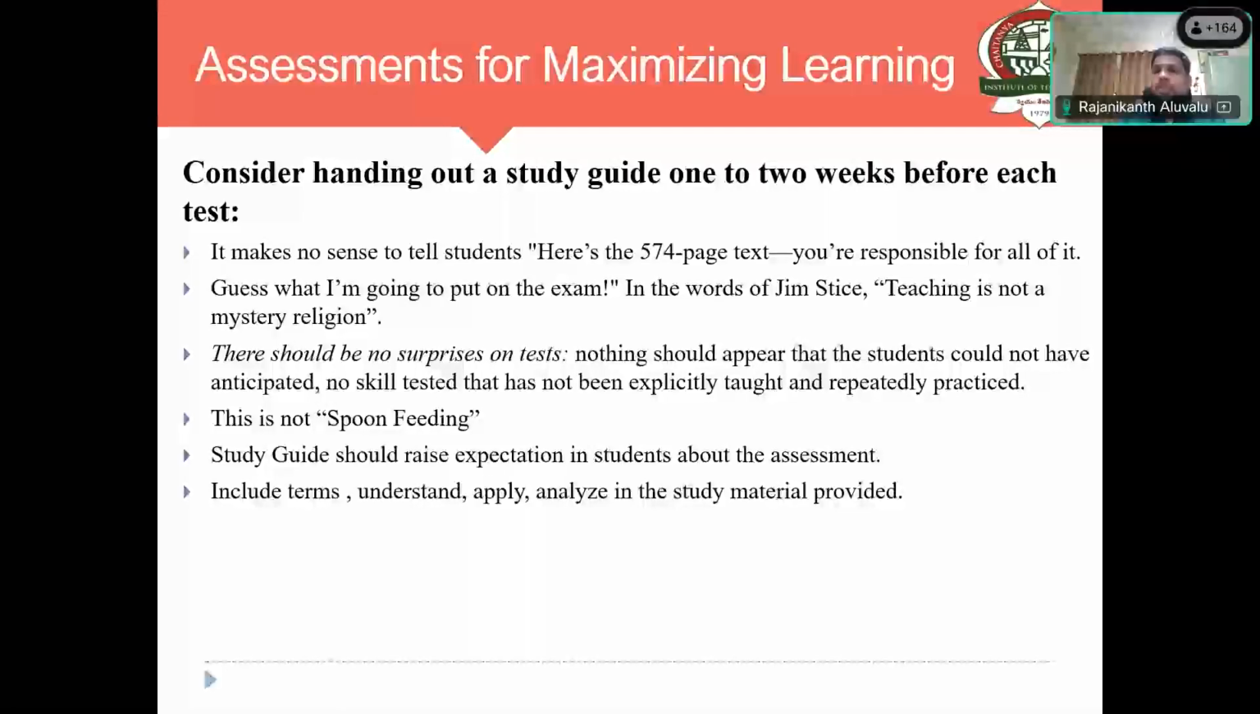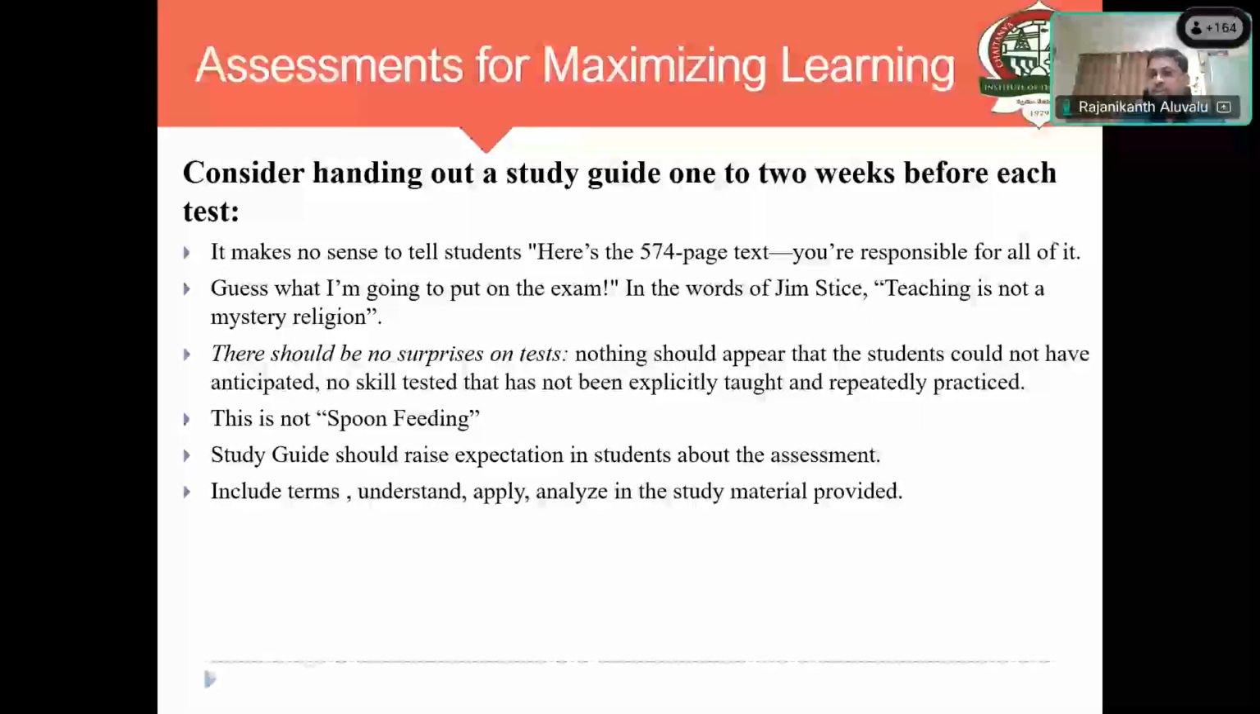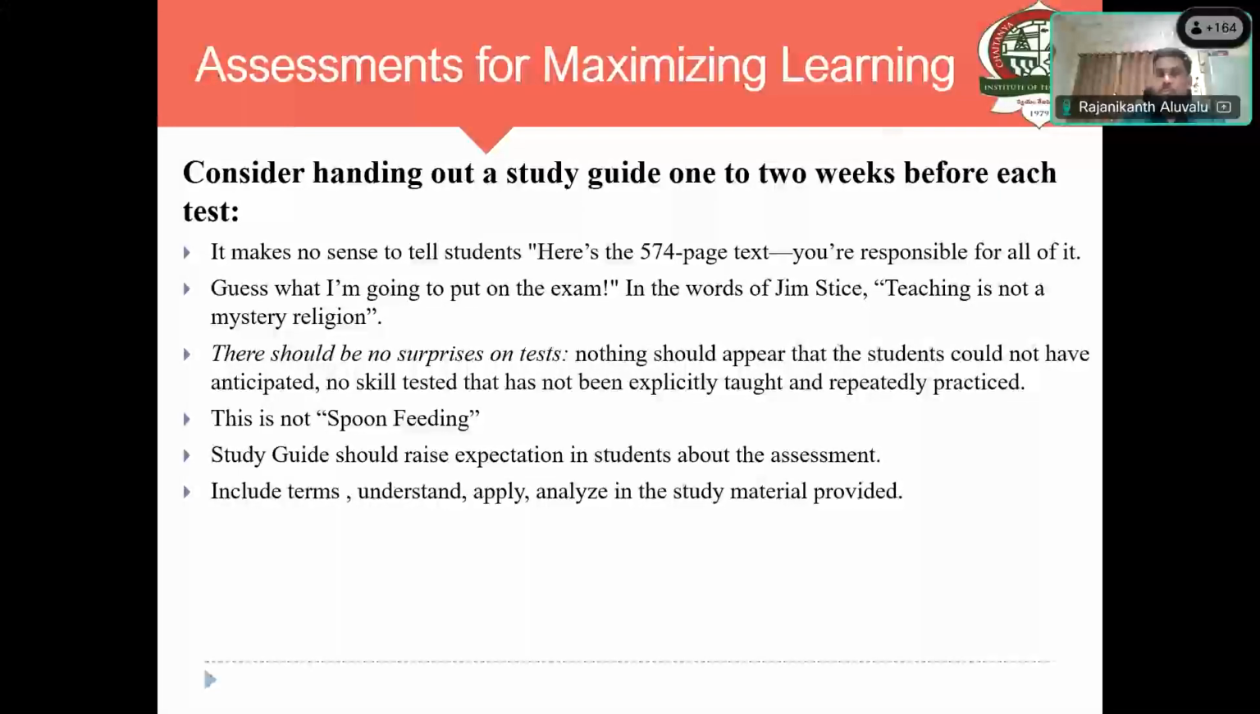So the lecture handout or the material that you give, which is a source for your assessment, should be given well in advance for the student. There should be enough time for them to go through. A simple example here: it makes no sense to tell the students, here's a 574 page textbook, you are responsible for all this, and I'm going to hold the exam tomorrow or the day after tomorrow.